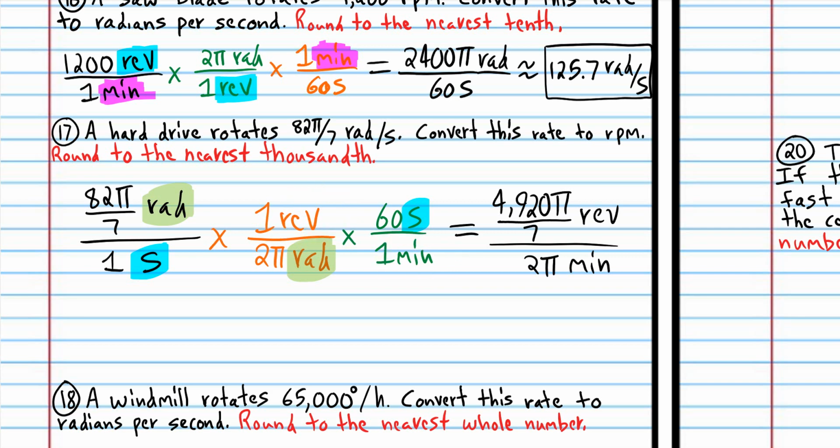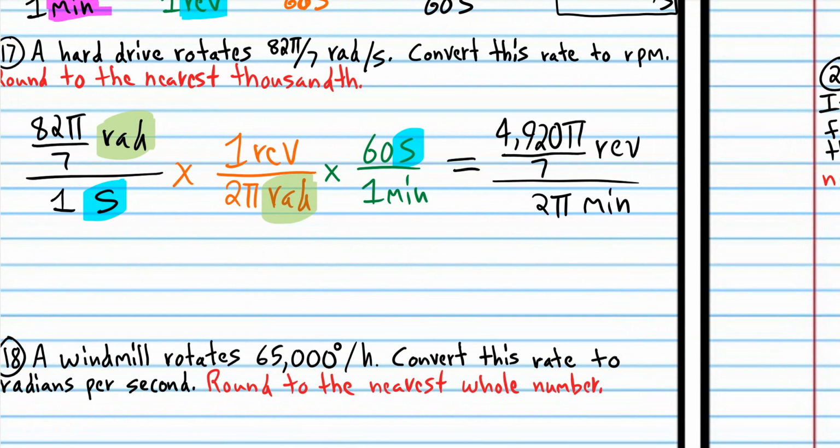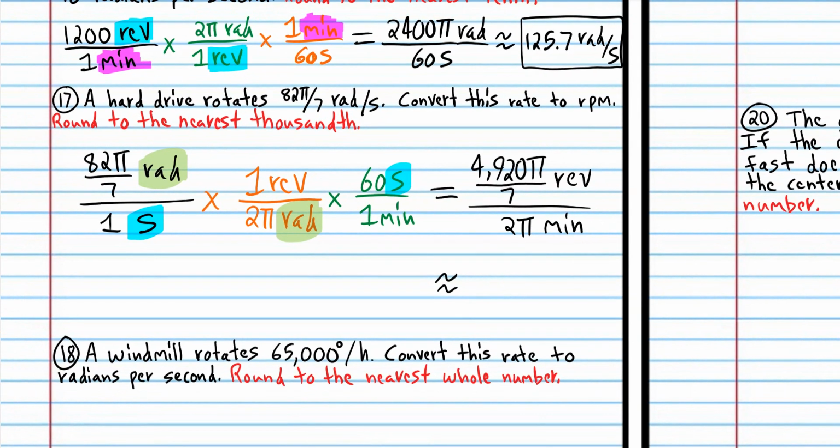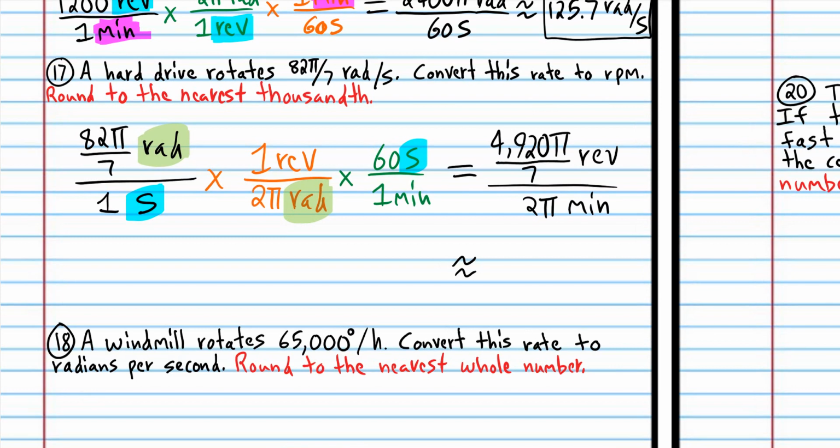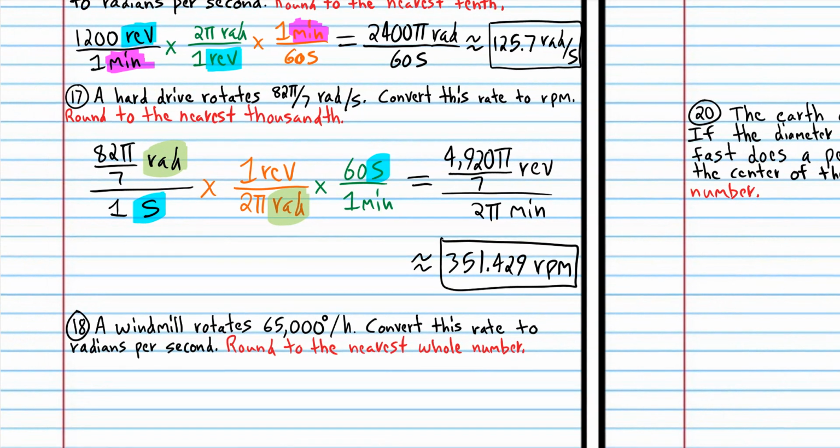So now in the calculator, we want to enter 4,920, multiply that by pi, and then enter, and then divide by 7, and then enter, and divide by 2, enter, and then divide by pi, enter. There's a lot of different ways you can enter it into your calculator, but you must be careful. So that is 351.429. It says to round off to the nearest thousandth. RPMs, revolutions per minute. So if you got that one right, excellent.